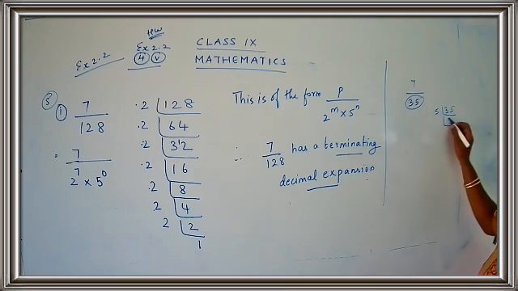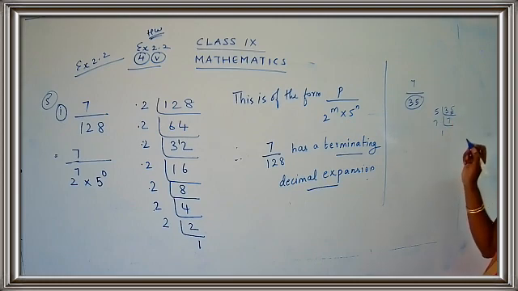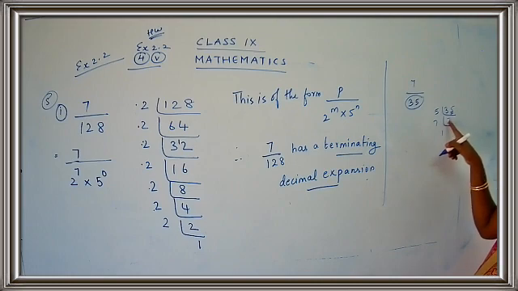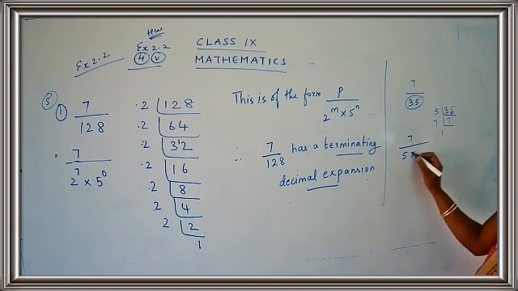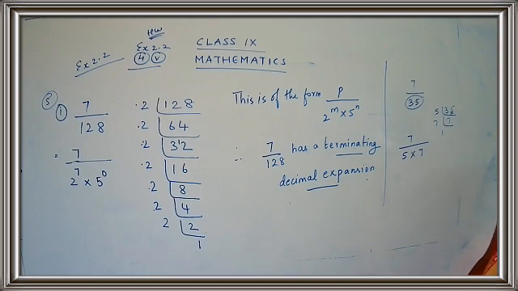5 sevens are 35. Last number is 5, yes? So you can divide by 5. 5 sevens are 35. 7 goes in the table of 7 only. Now what is the number you have? 5 and 7. 7 upon 5 sevens. So 7 gets cancelled. So now what is left here? 1 upon 5. That means you can put here 5 raised to 1.